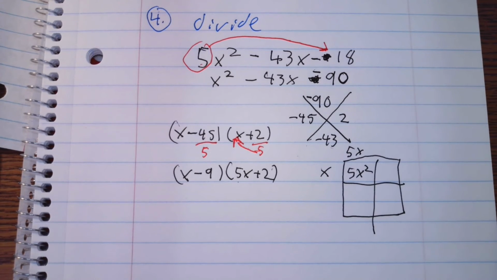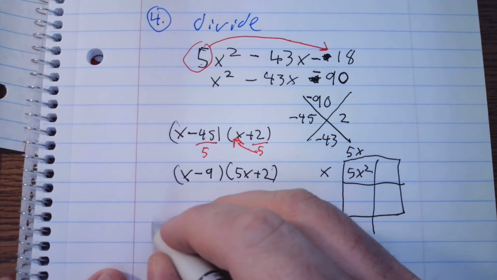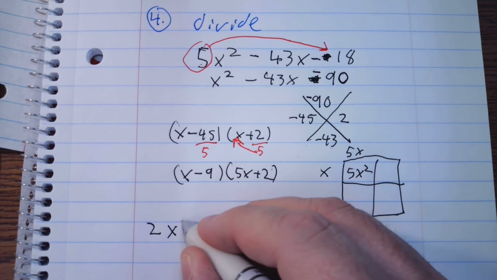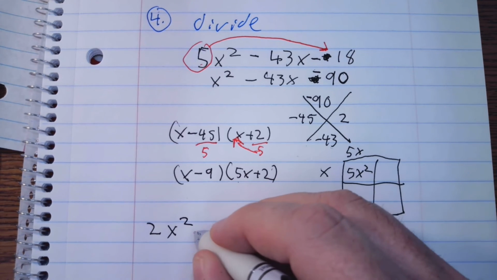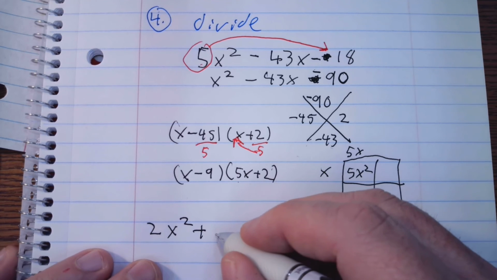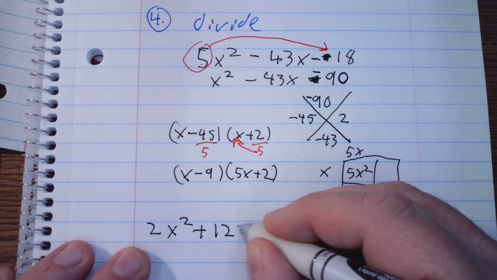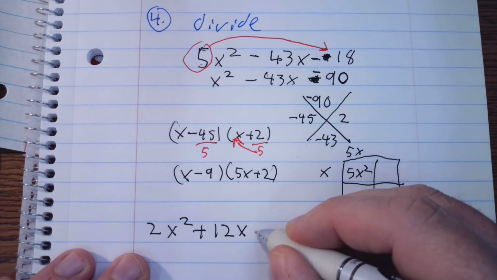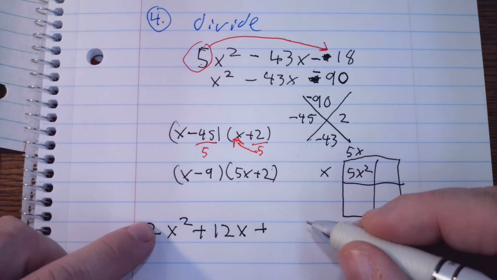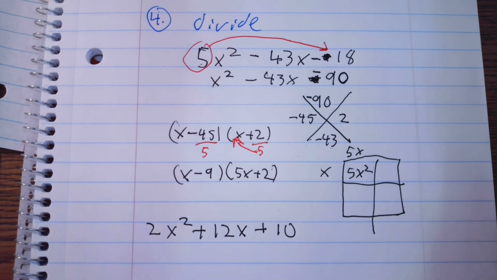Okay, let's do another problem here and see if you can get it done. Let's do 2x squared plus 12x plus 10. See if you can get that done.